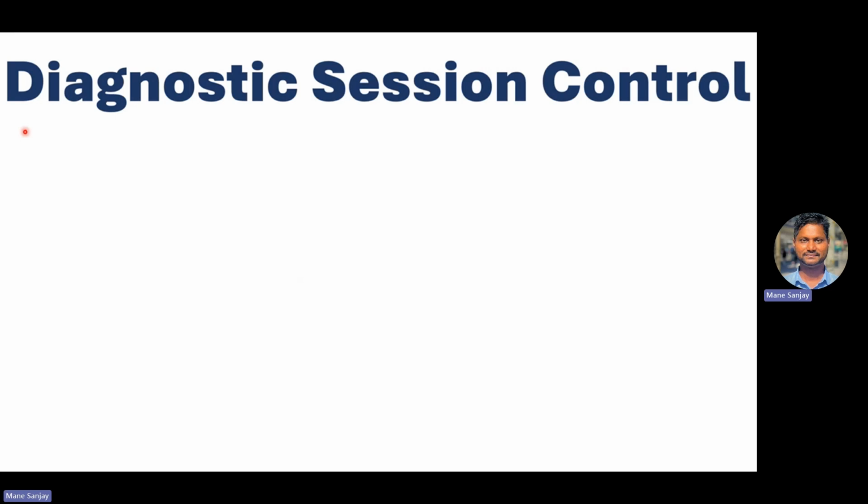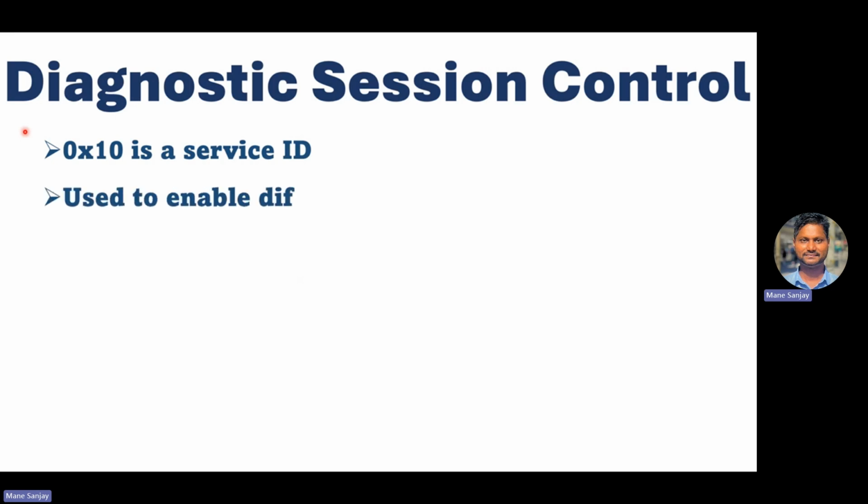But as I explained earlier, each service has a unique identifier, and that ID is called SID, right? So this service has a service identifier, and that is a tail. This service is used to enable the different diagnostic sessions in the ECU. The ECU has different diagnostic sessions. It might be the default session, the programming session, the extended diagnostic session, anything. So this service is used to enter accordingly, as per the need, or to enable the different diagnostic sessions in the ECU.